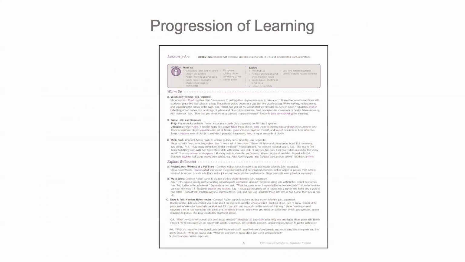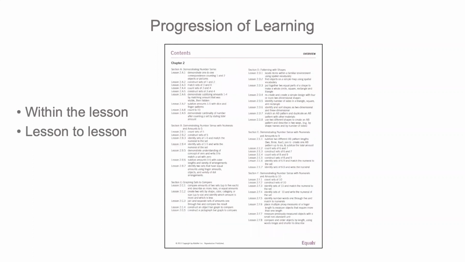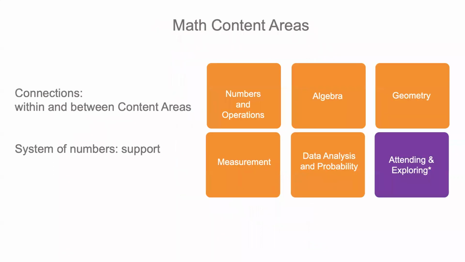Another philosophical point to embrace when teaching Equals is the progression of learning. This progression of learning refers to the sequence of learning concepts in a specific way to build knowledge over time. Lesson activities should be taught in the order in which they are presented so that students can benefit from this important support. Within Equals, the progression of learning can be found in two areas: one, within the lesson, as well as from lesson to lesson.